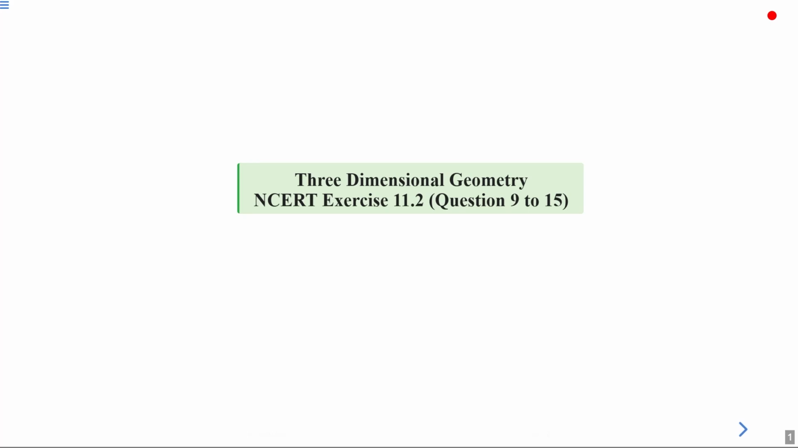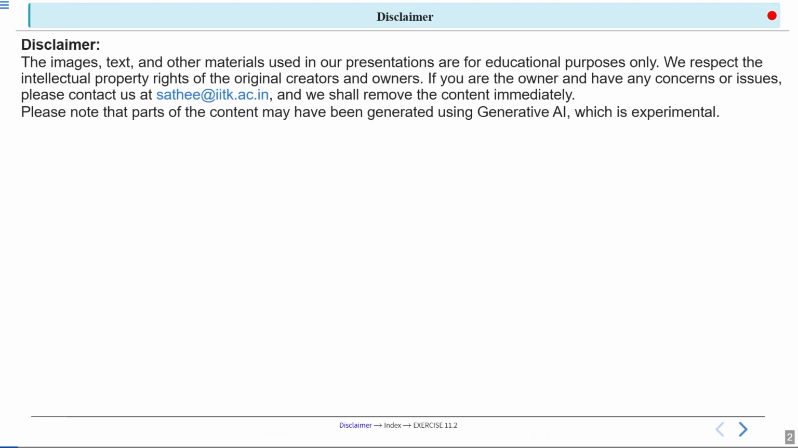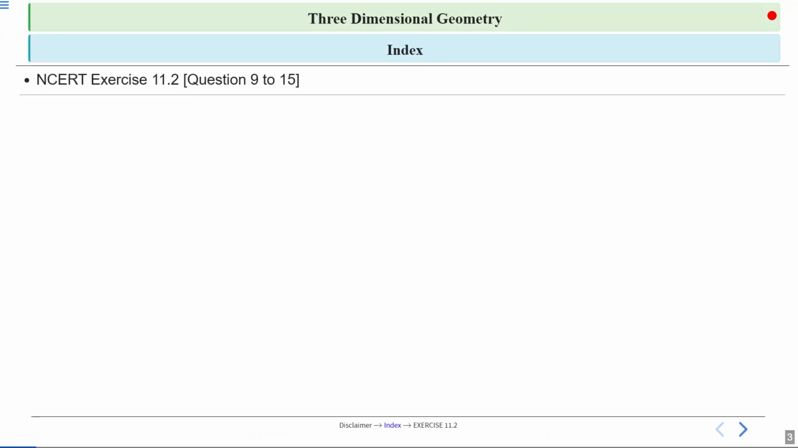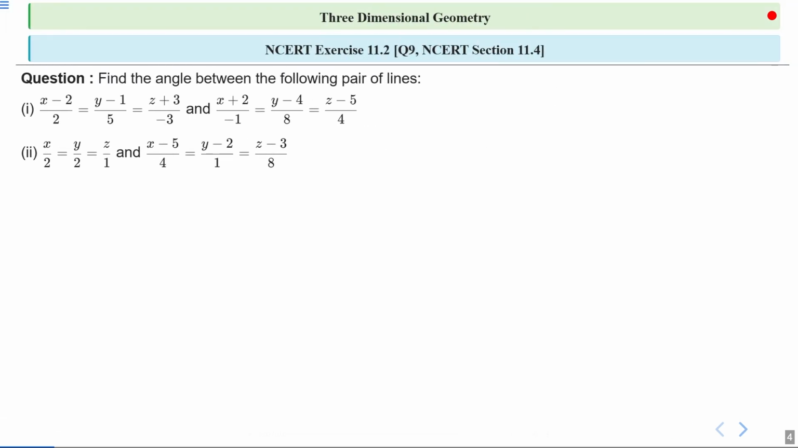So in today's lecture we will discuss NCERT exercise 11.2 question number 9 to 15. So let's start. This is the disclaimer. So we will discuss NCERT exercise 11.2 question number 9 to 15. NCERT exercise 11.2 question number 9.